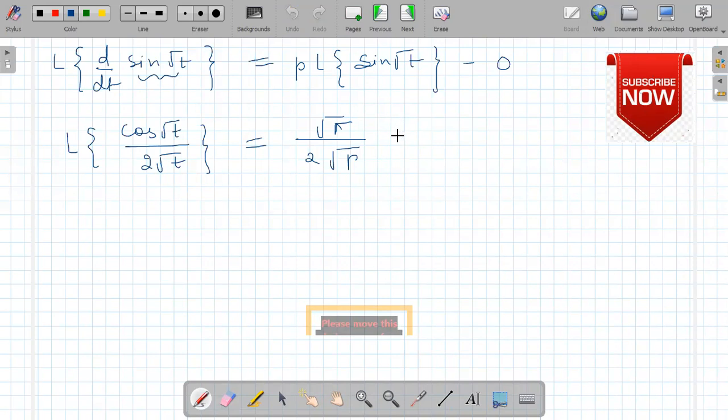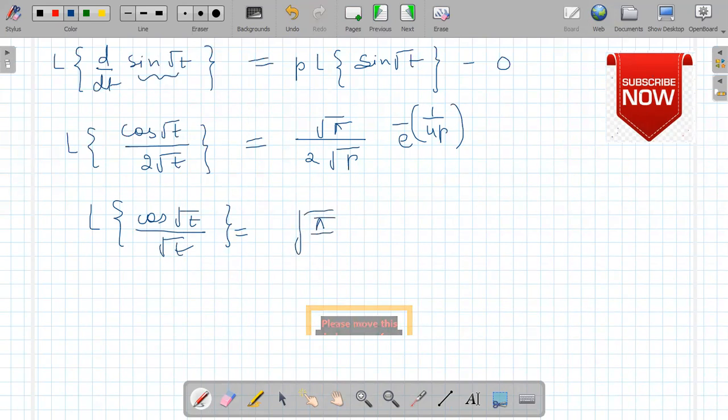Okay, and it is e raised power minus 1 upon 4p. Okay, so this 2 will cancel with this 2 because of linearity property. So Laplace of cos square root of t divided by square root of t will be square root of pi divided by p into e raised power minus 1 upon 4 into p.